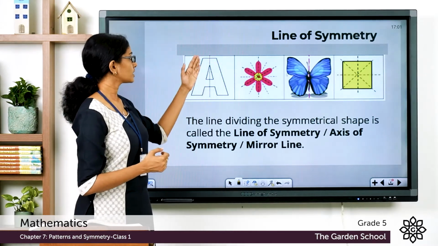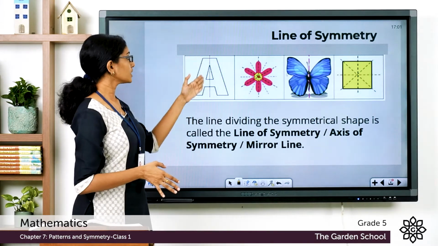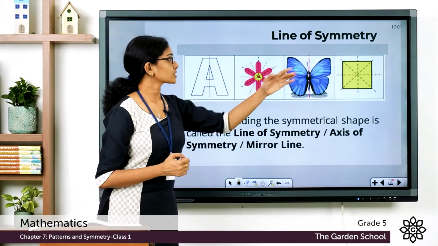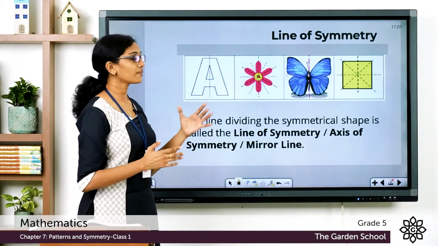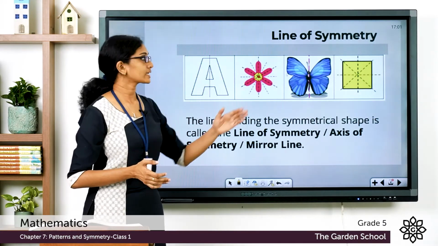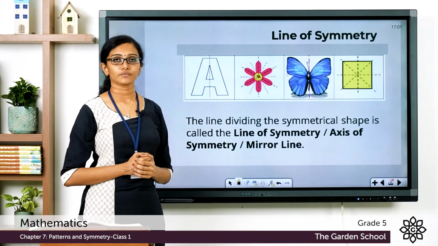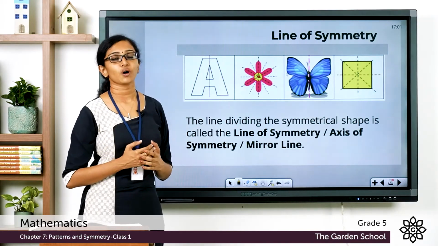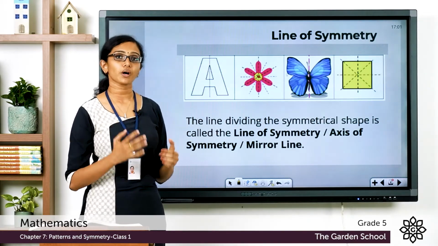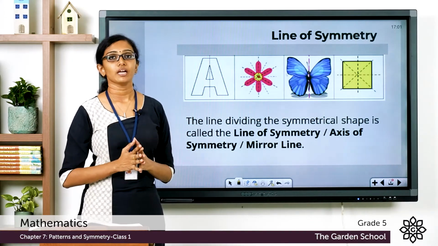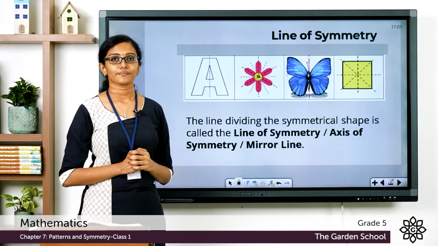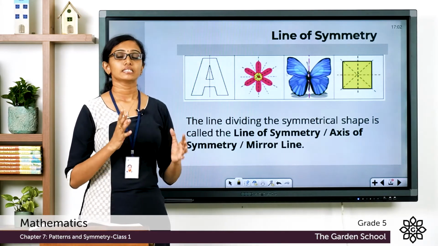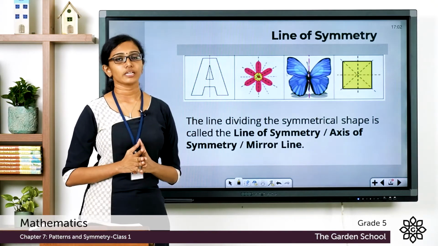And see, for the letter A, you can see only one line of symmetry, whereas in the case of a flower and in the case of a square, you can see more than one line of symmetry. But in the case of a butterfly, there is only one line of symmetry. The left and the right sides will be mirror images or reflection of the other part. So it is possible that the same object or shape can have more than one line of symmetry. Clear?